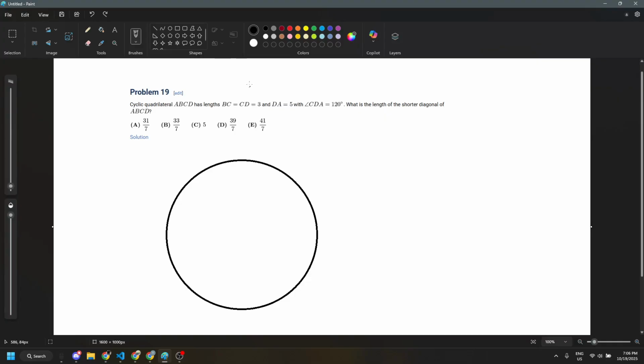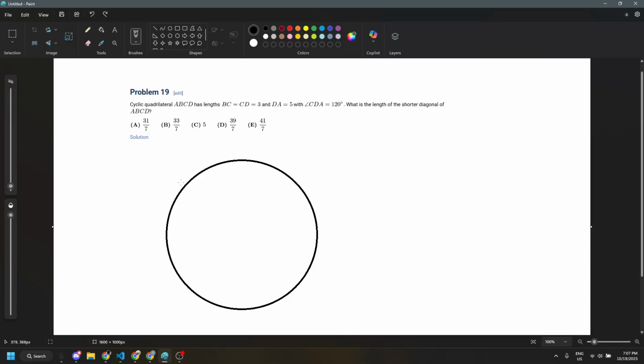So on these last few, I'm just hoping to learn, not really get them correct. A cyclic quadrilateral ABCD has lengths BC equals CD equals 3 and DA equals 5 with the angle CDA equals 120. What is the length of the shorter diagonal of ABCD?